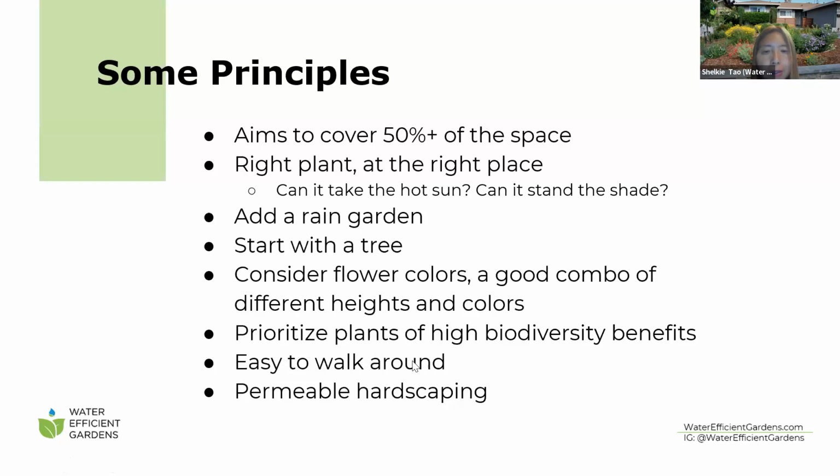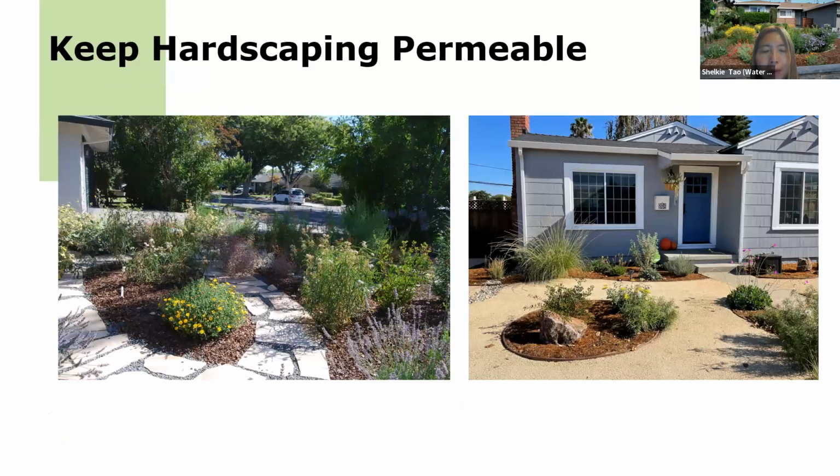Make it easy to walk around, so build a simple path around it so you can walk around it and enjoy the plants. Also make it easy to maintain, and make the hardscaping permeable. Don't put in concrete. It's not permeable. If you put in a path, do something like flagstones or decomposed granite. These are all permeable surfaces, and easy to walk on.